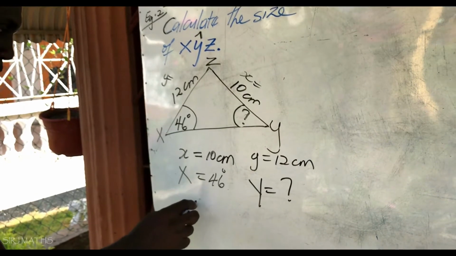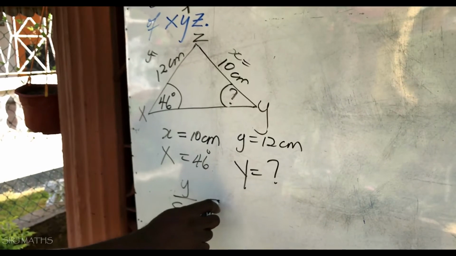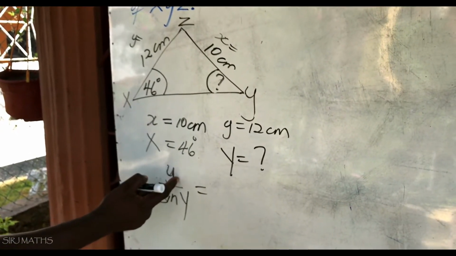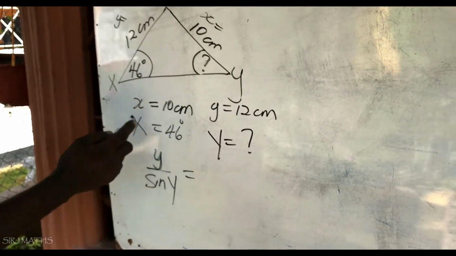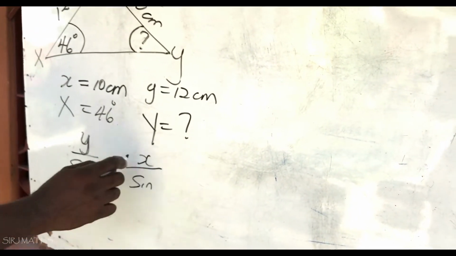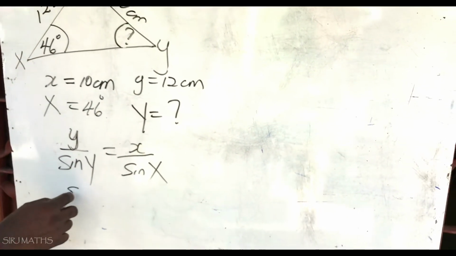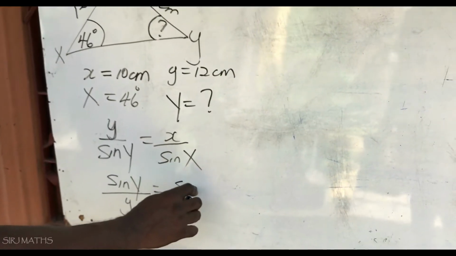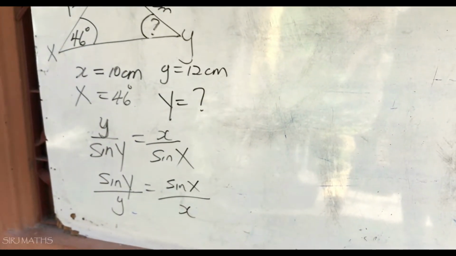So using y over sine of angle y equals, so if I start with a side at the top, then over the other side, we must also have the side. So y over sine of y equals x over the sine of angle x. Now remember, we could also have it as sine y over little y equals sine of x over little x. And it's the same ratio that we would obtain.